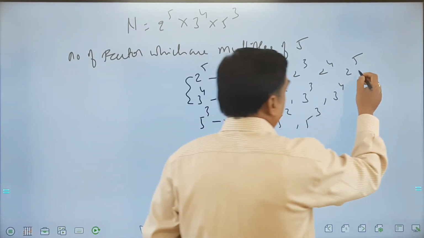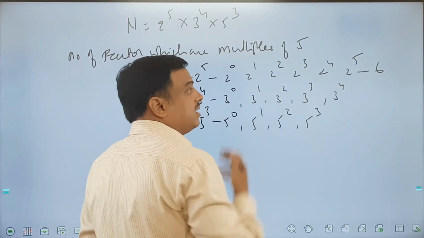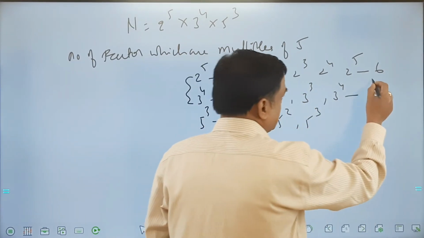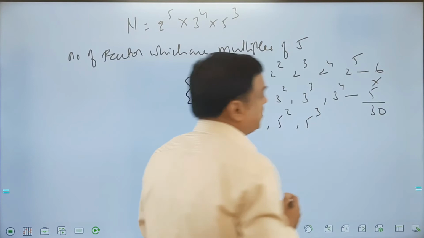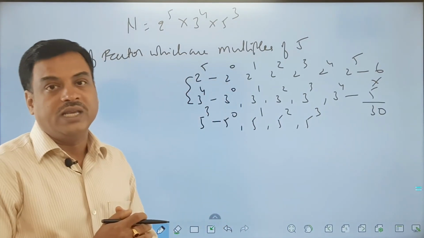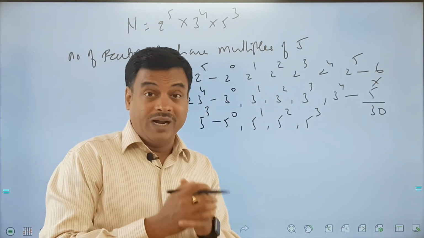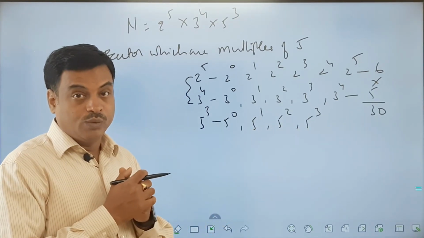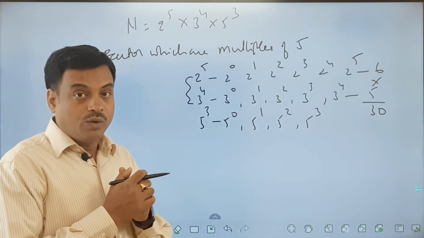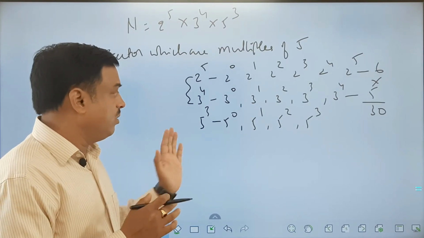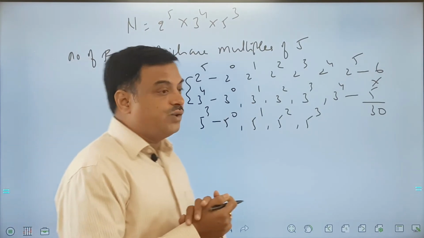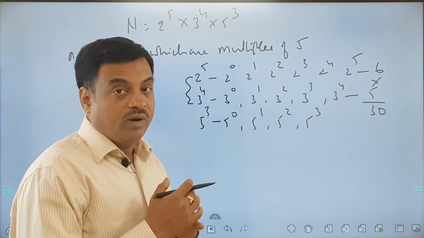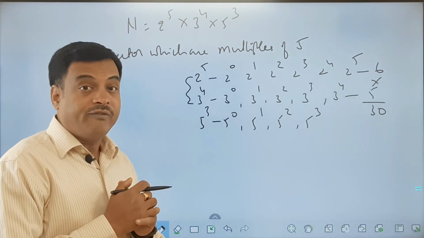So here I got 6 different factors and here I got 5 different factors. 6 into 5, 30 factors are there out of 120 which are not multiples of 5. Without involving 5, I got all the numbers over there. Okay, so also we should remember these things. So here I should remove this 30 in order to get the total number of factors which are not a multiple of 5.